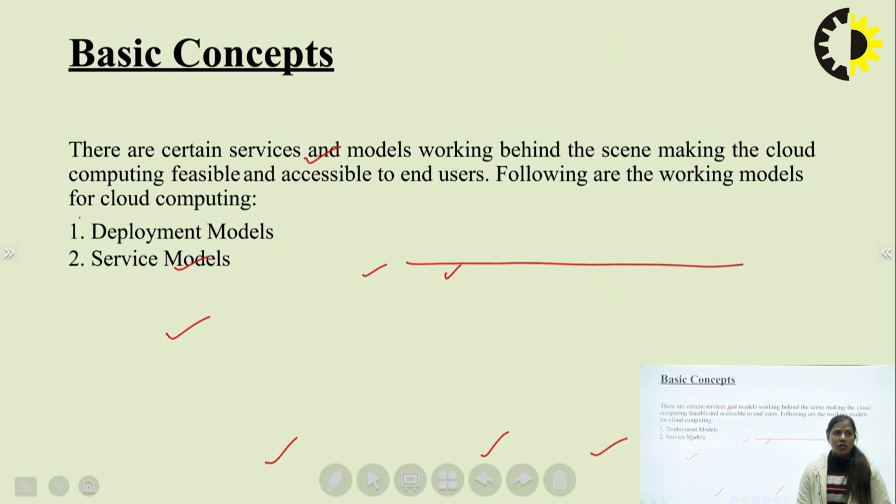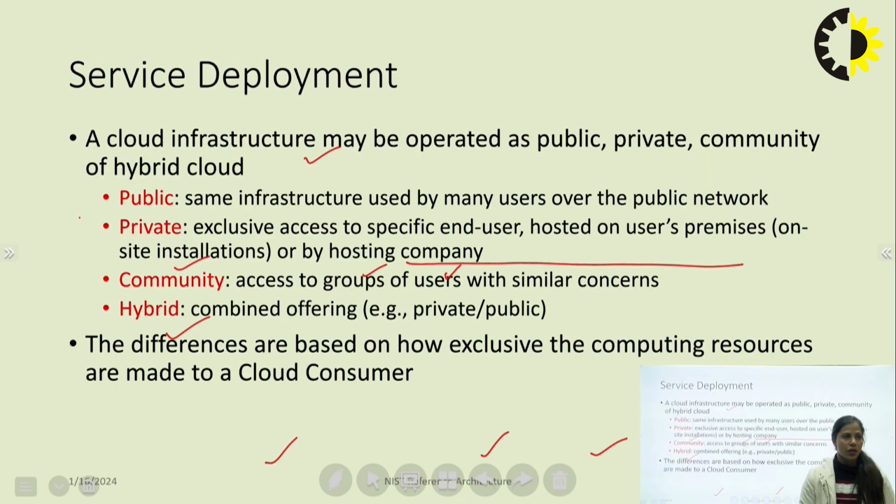These are the basic concepts in which we have two parts: deployment models and service models. They provide certain services and the working behind cloud computing, and whether it will be feasible and accessible to the end users or not. So we have two working models, the deployment model and the service model.